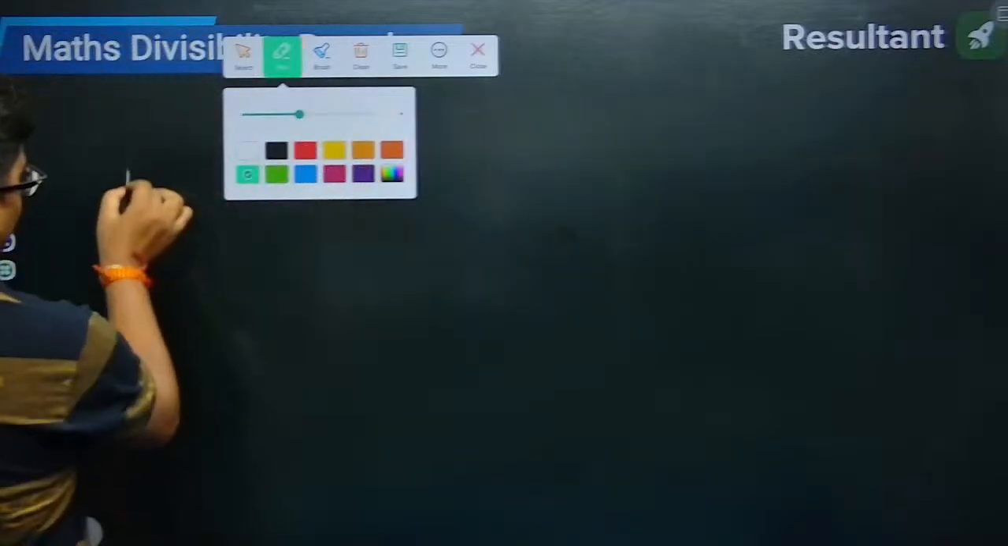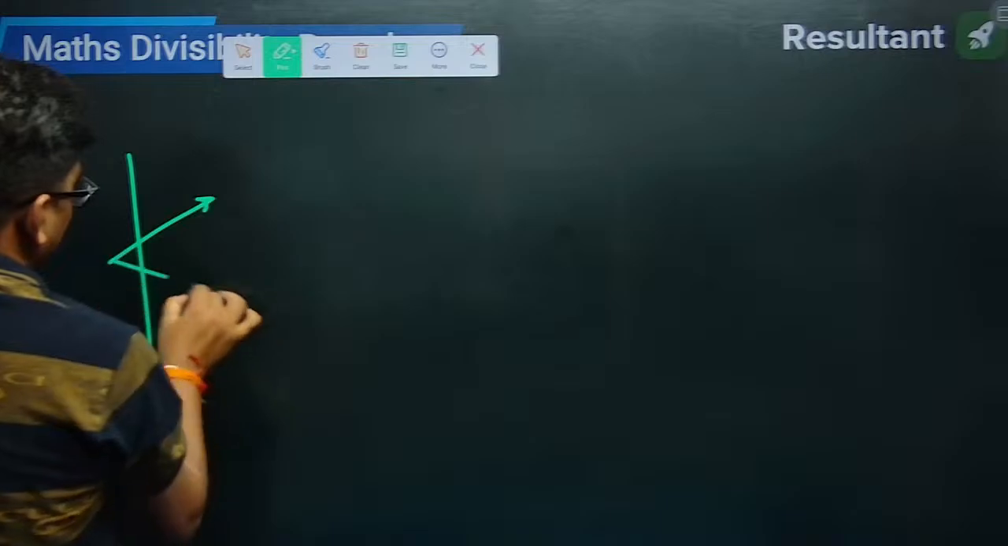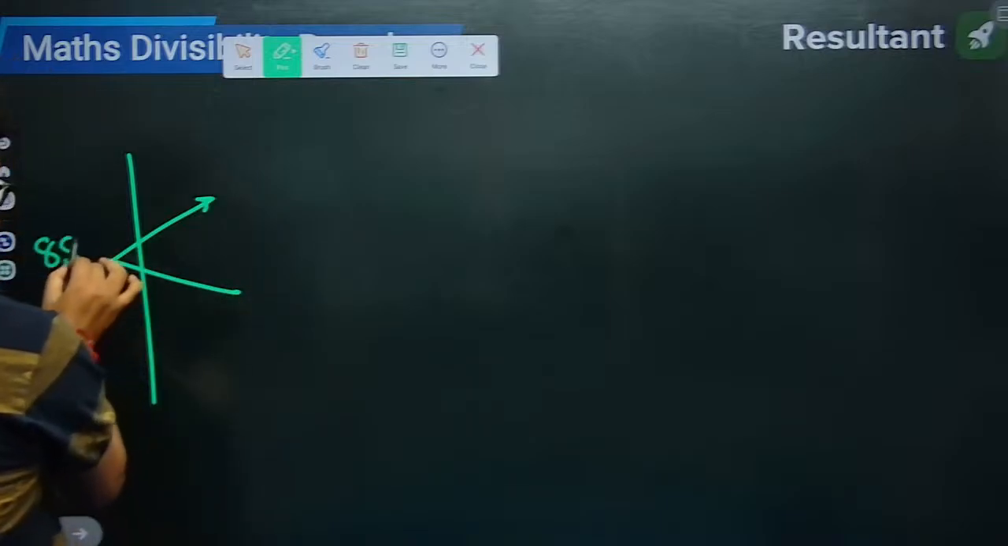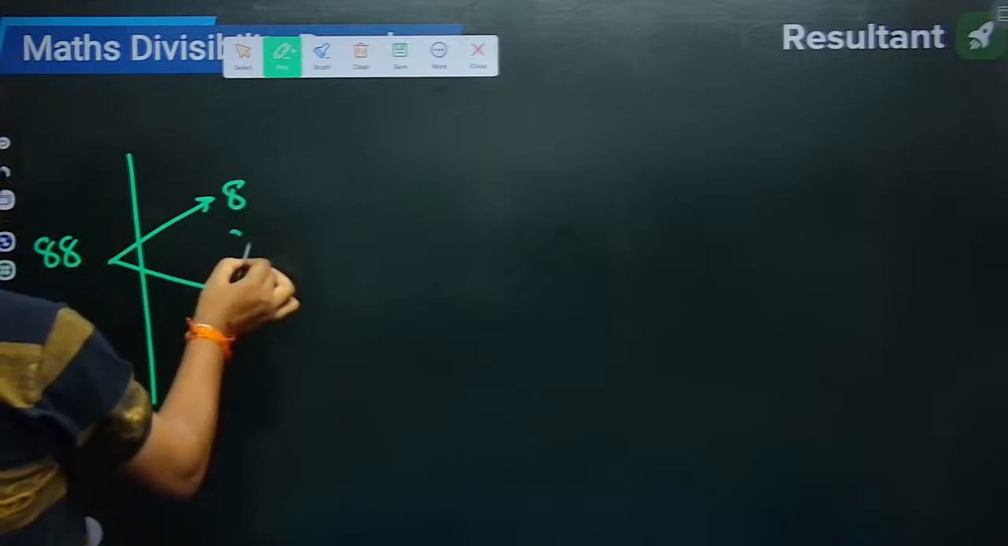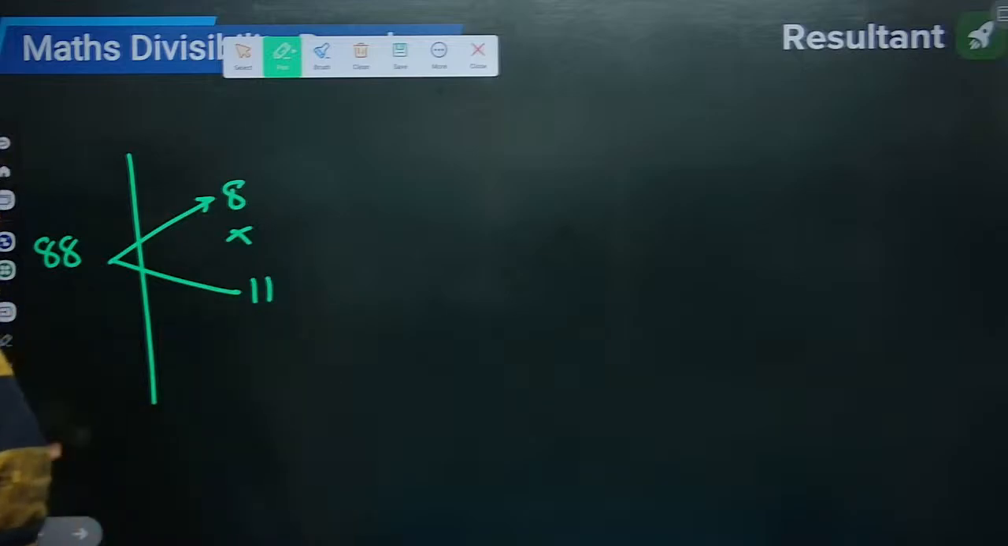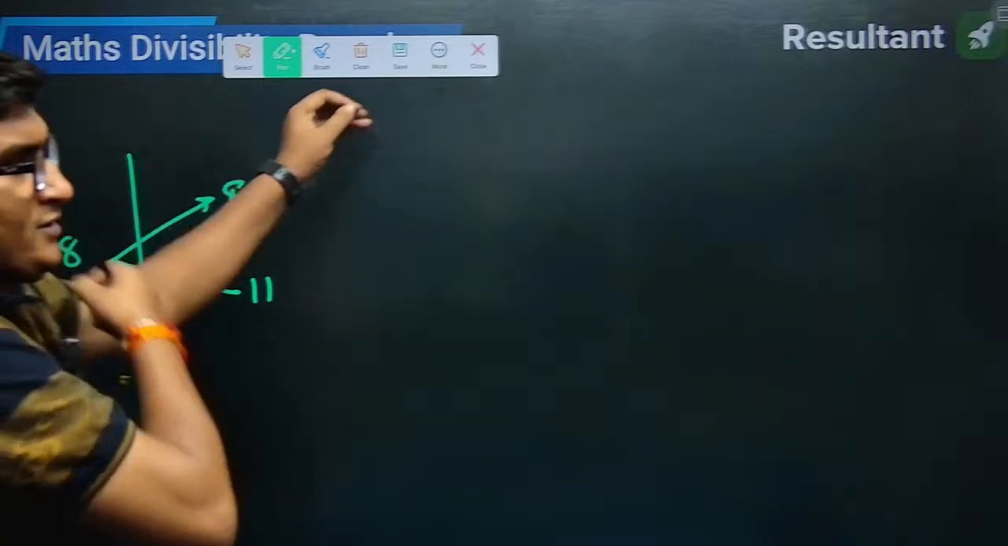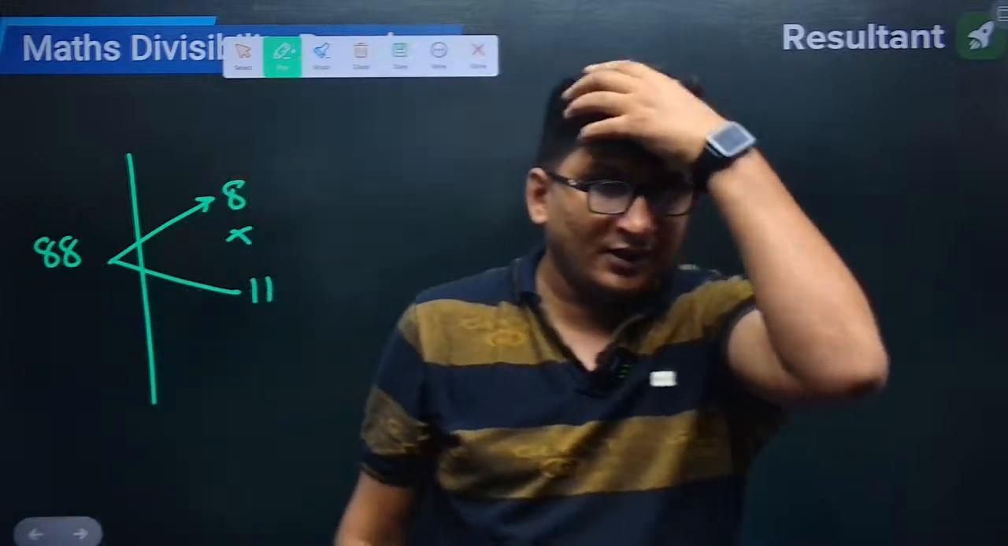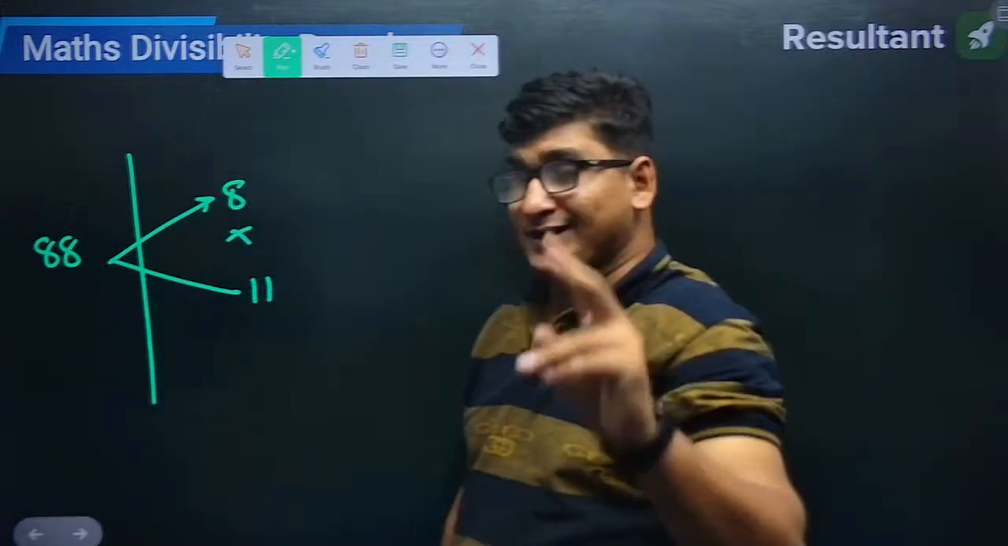We have discussed some divisibilities like 88. If any number is multiplied by 11, it becomes what? 88. So there is no separate divisibility rule for 88. You can check two divisibilities here.